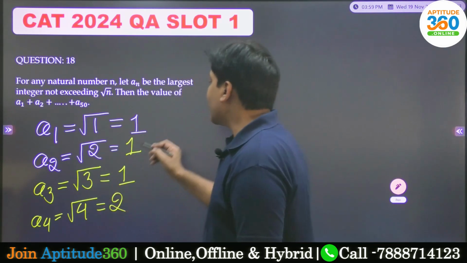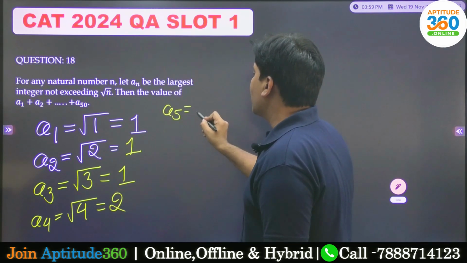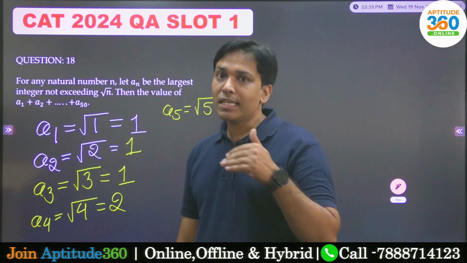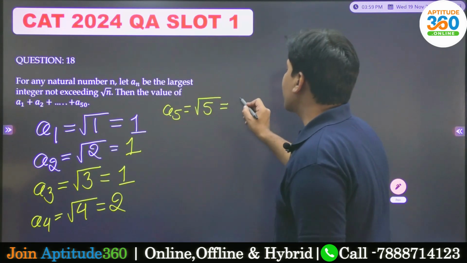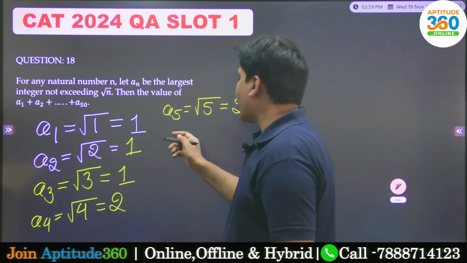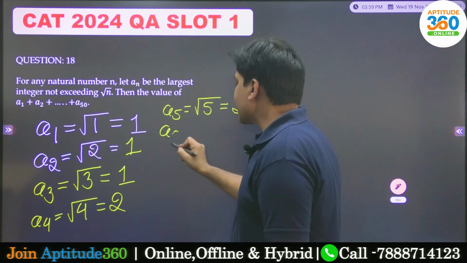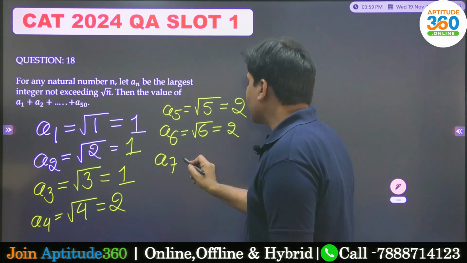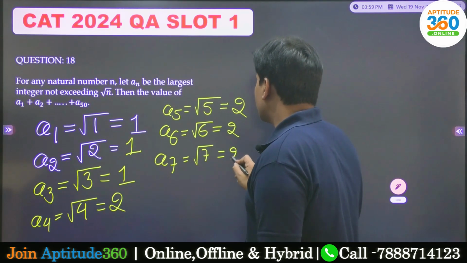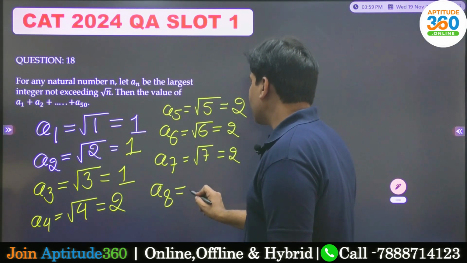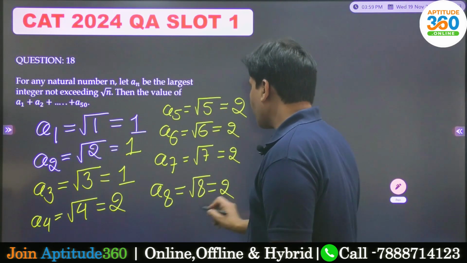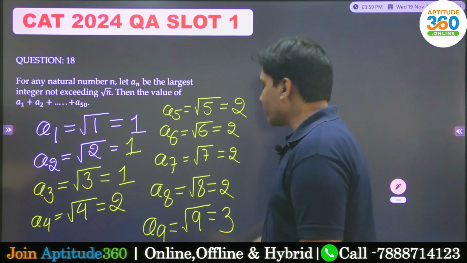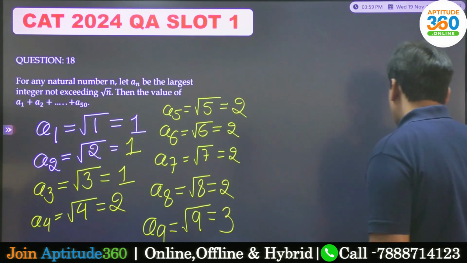Please understand this. Then if you have got a5, the value of a5 will be square root of 5. The square root of 5, please understand this. It is less than 3 and more than 2. So what is going to be the greatest integer which is not exceeding this value? Up to what value? a6. If you look at a6, this is also 2. a7, this is also 2. a8, that is also 2. But if you look at a9, square root of 9, 9 being the perfect square number, now it will become 3.